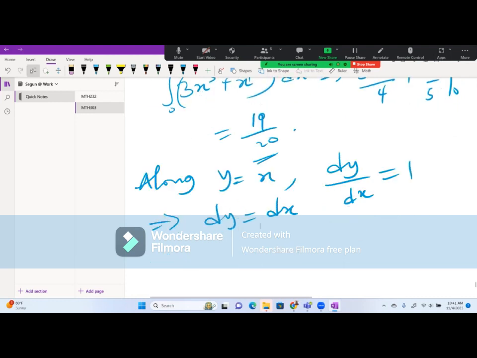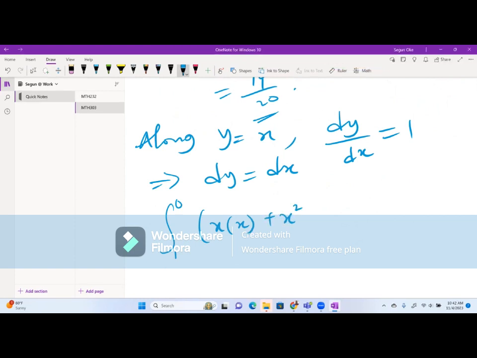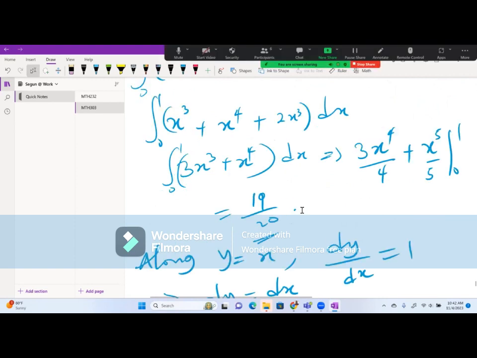But the table will turn in this case. Instead of 0 to 1, it will be 1 to 0, into x plus x squared dx plus, hello. Yes. Sorry, can you just help me go up a bit? I missed the line before 19 over 20. Are we there now? Yes.